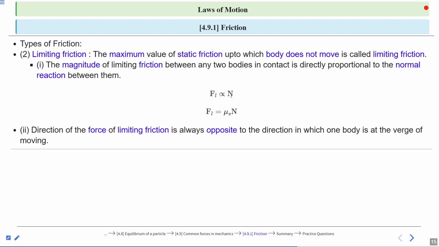When you slowly increase the force on a restricting object, static friction increases to match it and keep the object still. But there is a limit, and that is limiting friction. As soon as your force exceeds the limiting friction, the object starts moving. So this is the concept of limiting friction.